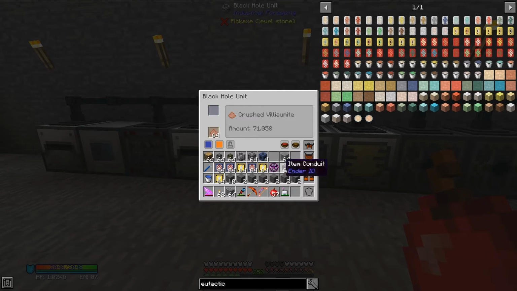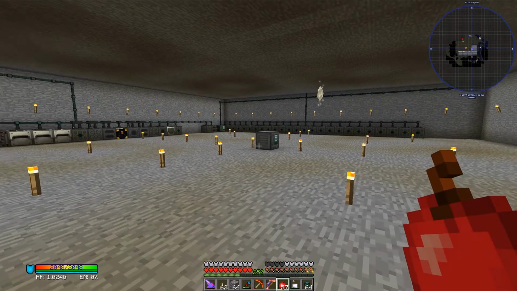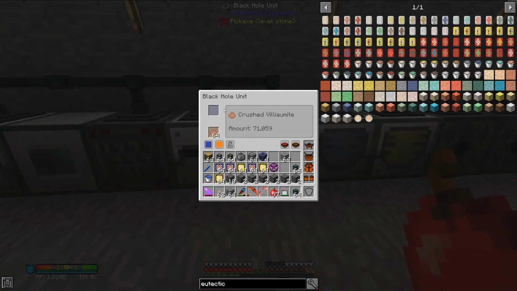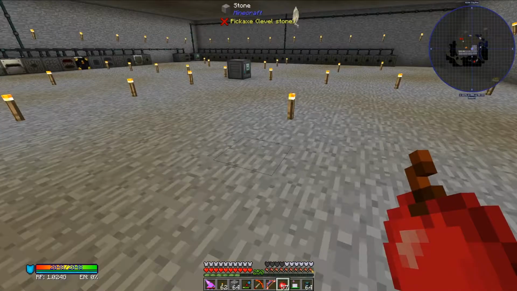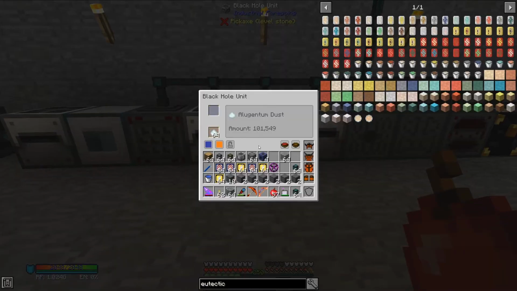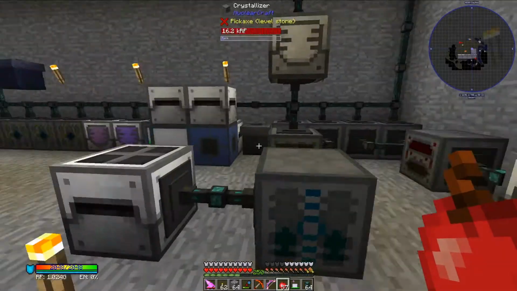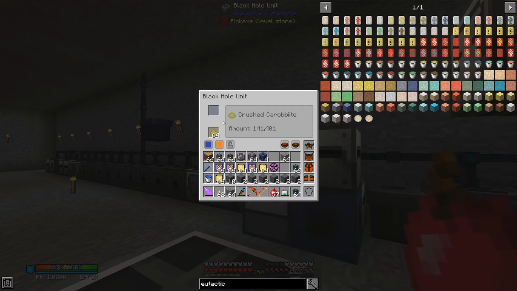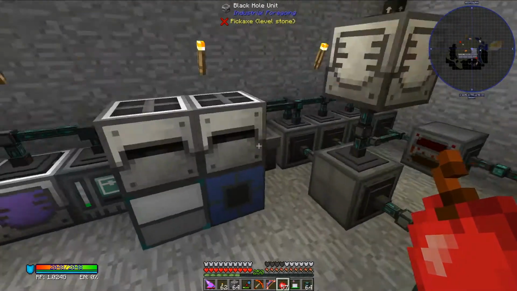But essentially, I'm going to be setting up two parallel processes. One using this crushed williamite, or however you pronounce that anyways. And then I think over here somewhere I have the crushed carbide. Okay, so that is cool.